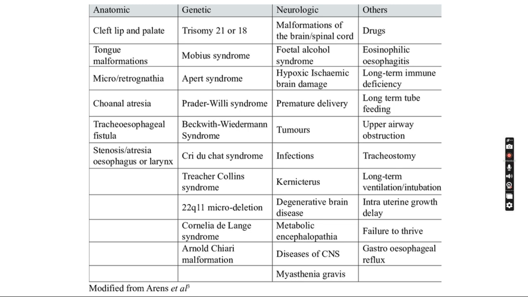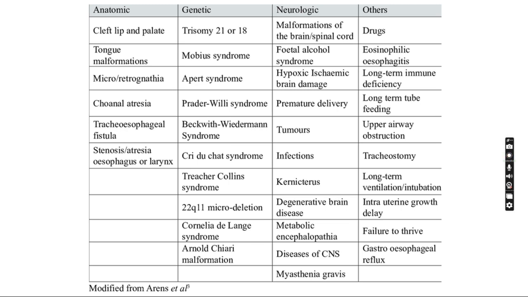If you talk about the anatomic problem, then it can be, as you can see here, cleft lip and palate. You can see swallowing problem in tongue malformation, micro or retrognathia, or it can be some kind of choanal atresia. When we talk about genetic, then you can see it in some syndromes like Mobius syndrome, Apert, Prader-Willi syndrome, and there are lots of syndromes where you can see swallowing issues.